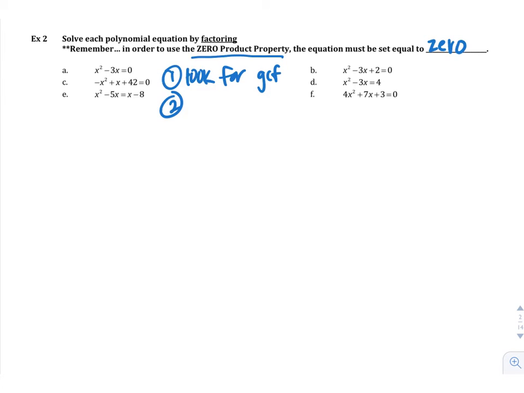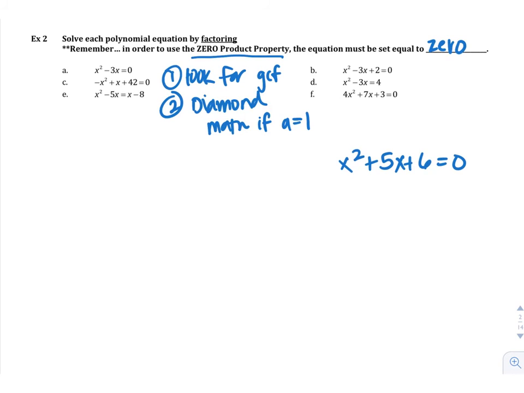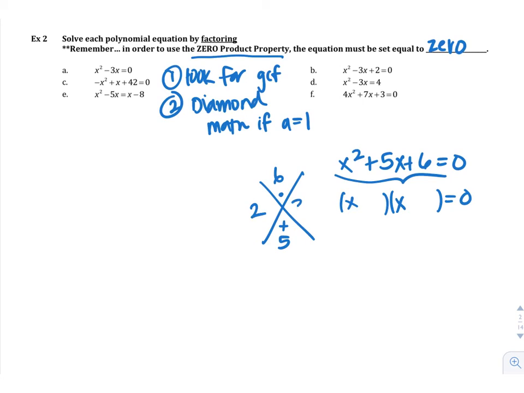Then we can check and try to use diamond math if A equals 1. And so I'll just do a quick refresher again. So maybe I had x squared plus 5x plus 6 equals 0. I first need to take this and factor it into my two binomials. So remember when I say diamond math, I'm looking for two numbers that multiply to 6 and sum to 5. So in this case, it'd be a 2 and a 3. So we'd have x plus 2, x plus 3.